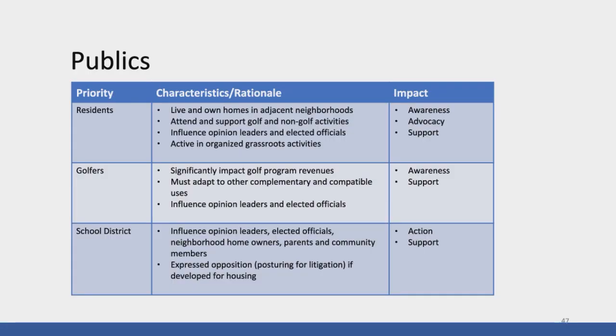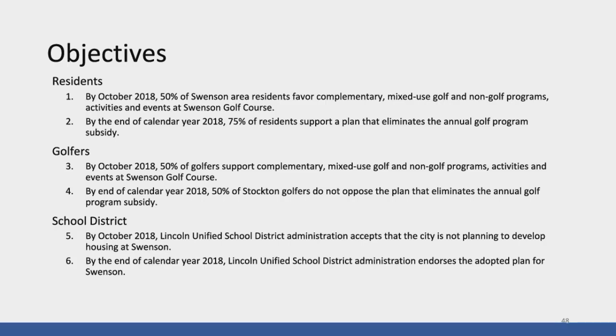So we have three publics. Primarily identified residents, who live and own homes in the adjacent neighborhoods. They also attend and support golf and non-golf activities. Then the golfers, who significantly impact golf program revenues, as well as they need to adapt to any additional uses that we would have at the course. And then, of course, the school district, who are elected officials and opinion leaders themselves and have also expressed opposition to any changes at the golf course.